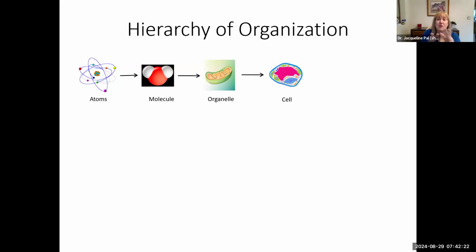So 2 or more cells working together for a common purpose form tissues. And by tissues, I don't mean Kleenex. Tissues are something specific. We will be talking about them in a couple of weeks. In humans, we've got 4 different types of tissues. This is an example of one of the types of tissues. This is a type of muscle tissue that we will learn about.